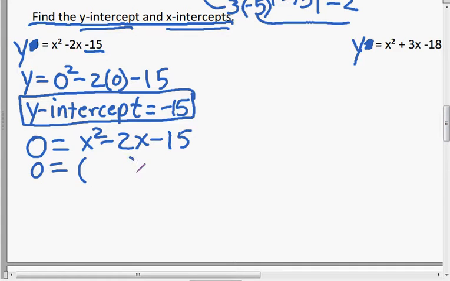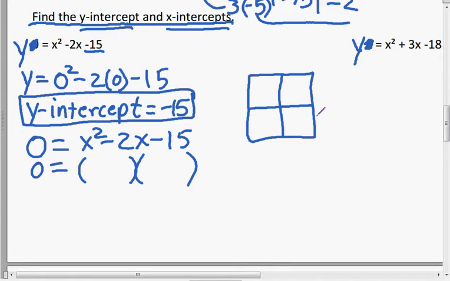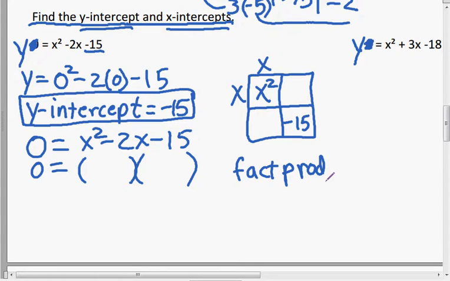0 equals. I write the parentheses. I draw my area model. I know the x squared. I know the minus 15. And I think to myself, if I have x squared, I have to have x times x. If I have minus 15, I have to have something that multiplies to negative 15. I have to have two factors that give me a product of negative 15.